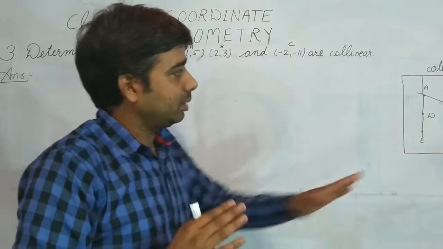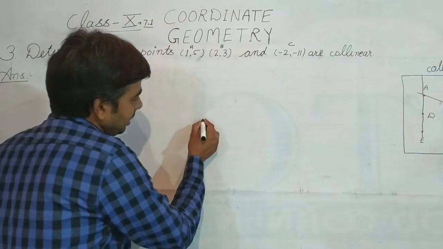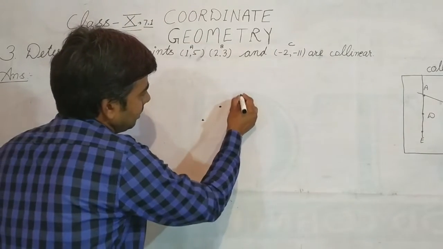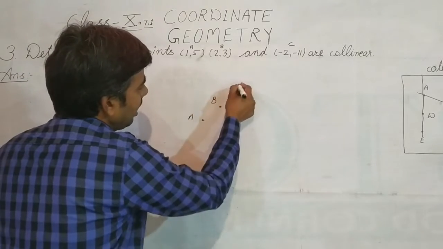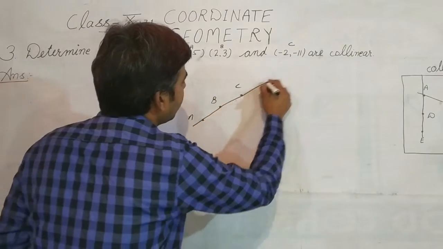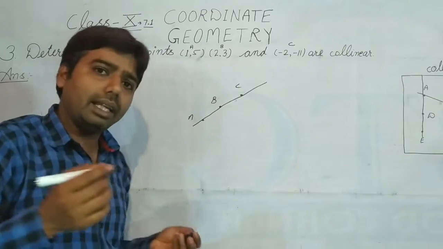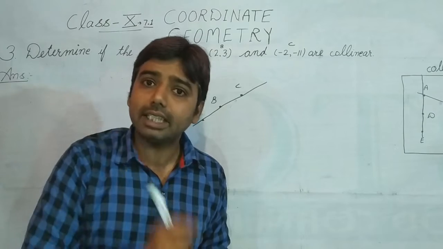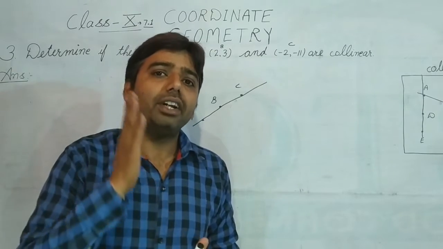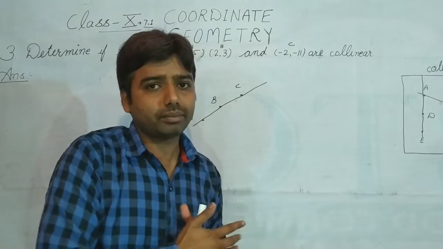In class 5th, points like that were given, and we were asked if A, B, C are collinear. Simply we drew a line and could say this is collinear, but this is not class 5th, this is 10th class. So what are we required to do here?